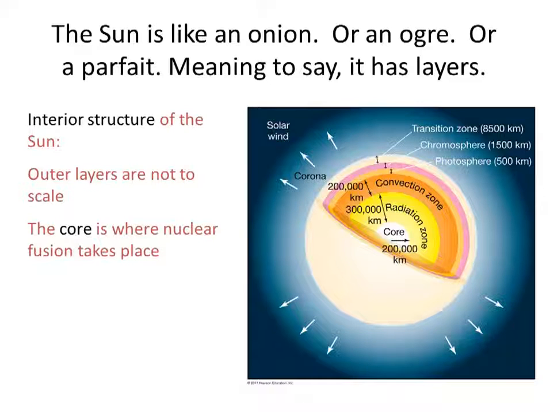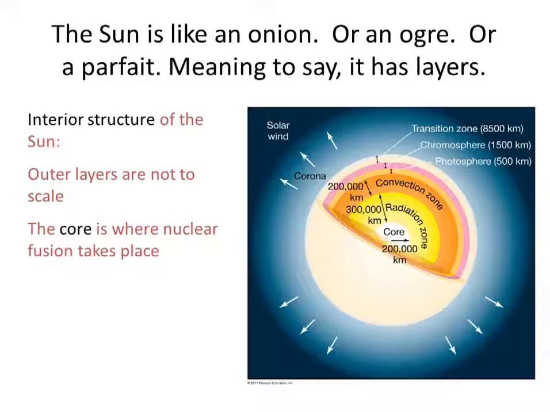And if we look at the structure of the sun, it has layers like an onion or a parfait or an ogre. The inner part of the sun is the core of the sun. That's where the nuclear fusion happens. And that's surrounded by something called the radiation zone, which we'll talk about in the next mini lecture. So 70% of the sun, from the core to 70% of the way out, is this radiation zone.